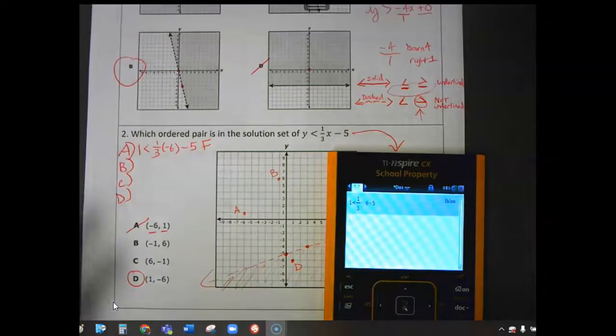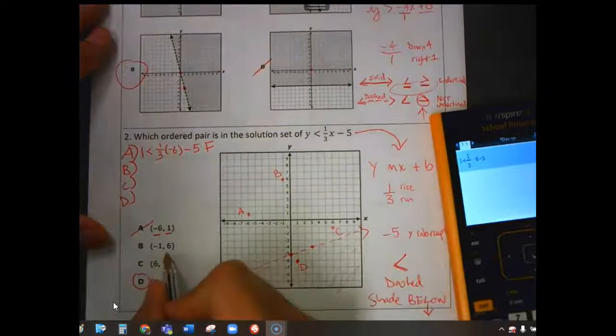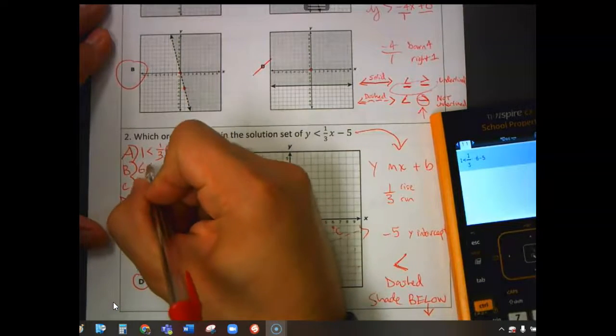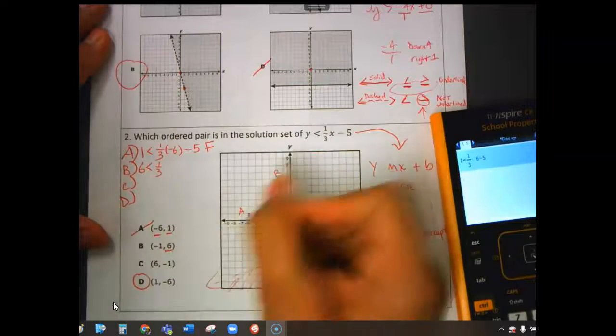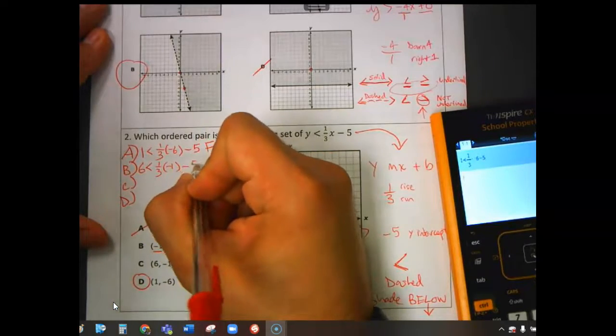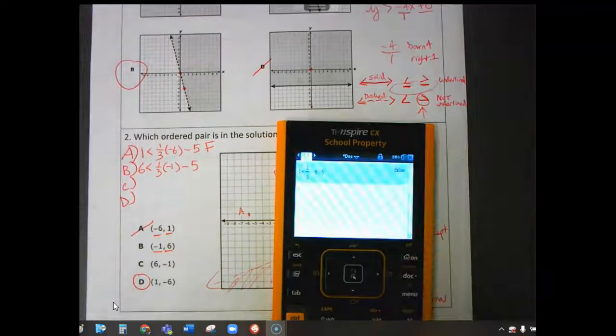Okay, I'm going to write these other ones a little bit quicker here. So the y value is 6 less than 1/3. The x value is -1 in parentheses minus 5. So let's type that in.